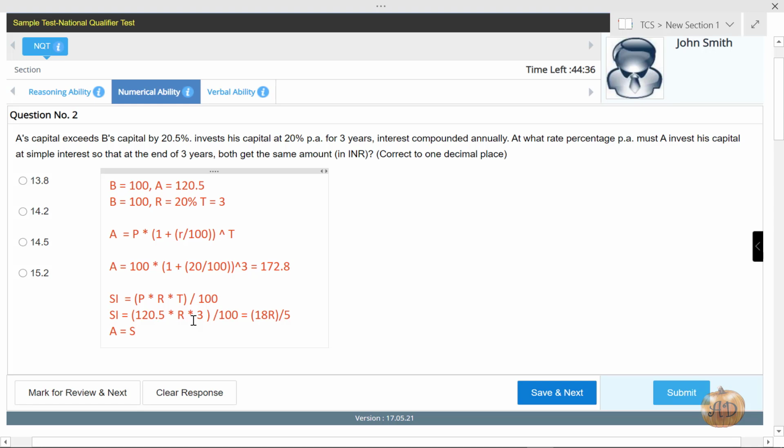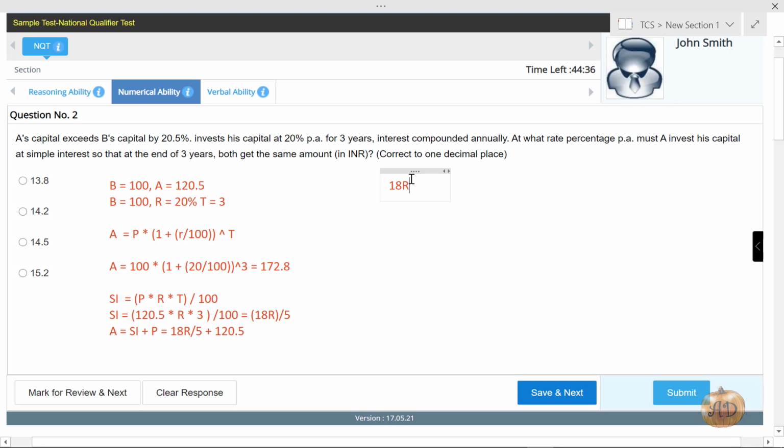Then the amount in the case of simple interest is amount equals simple interest plus principal. What is simple interest? Simple interest is 18R by 5. And what's the principal? Principal is again 120.5. So you will get this equation. Now we know that the value of this equation should be equal to this. Okay, now it's a simple equation that you have to perform.